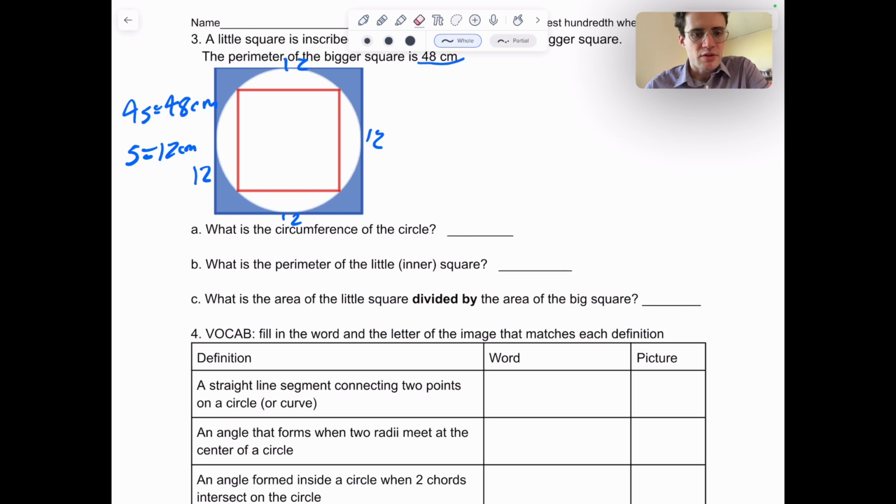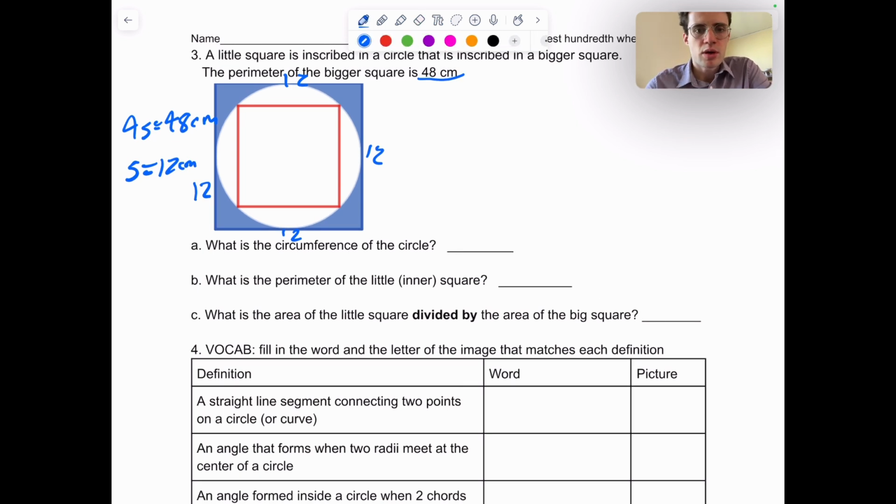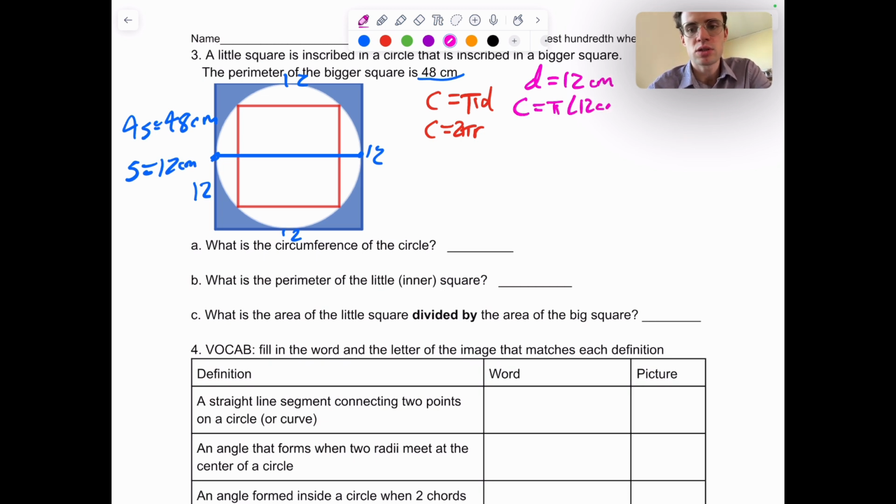What is the circumference of the circle? So to find the circumference, we could either do our formula circumference equals pi times diameter, or you could do circumference equals 2 times pi times the radius, right? 2 times the radius is the same as the diameter. In this case, because the circle is inscribed in the square, the diameter will be the same as the side length of the square. It's touching here, it's touching here, so the longest distance across is the side length. So if our diameter equals 12 centimeters, then our circumference will be pi times 12 centimeters, which you could write as 12 pi centimeters.